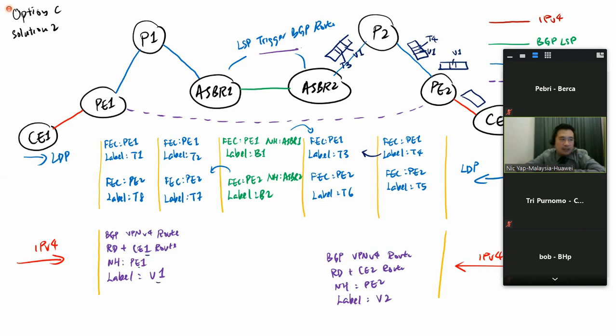T3. Okay. When ASBR2 receives the T3, I will check and map this back to B1. Okay, from B1, they map into T2. They swap to T2. Then later, they swap back to T1. When PE1 receives, it removes the label, then I know that it belongs to CE1. Okay, that is the entire process of how the traffic is forwarded from one end to the other end. Is that okay?